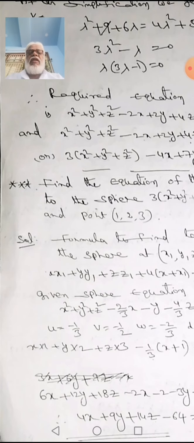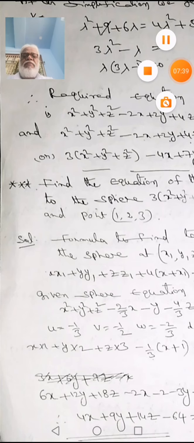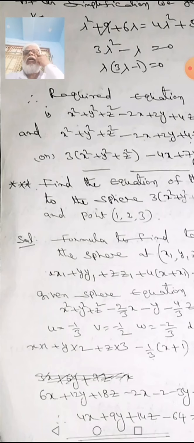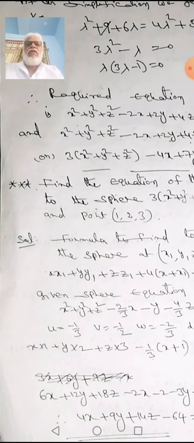So we can find the equation of what equation this is? Passing through the circle and touches the plane. Passing through this circle means, just simply write S plus lambda L is equal to 0.